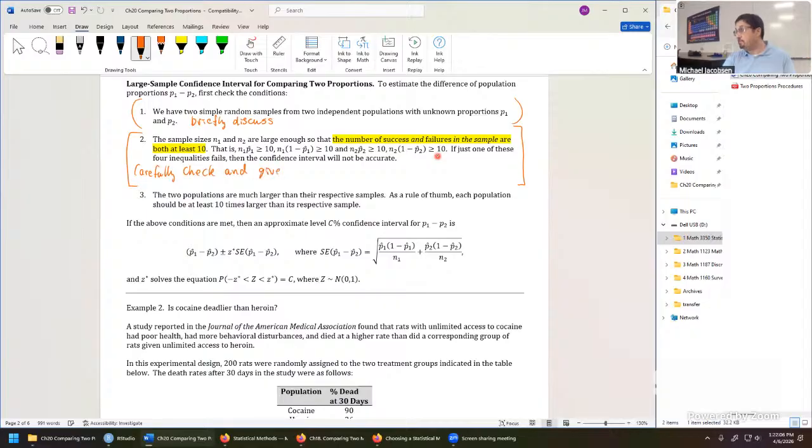And give counts, much like we did in chapter 19, of successes, failures, but now it's two samples, so we have to do this for both samples.